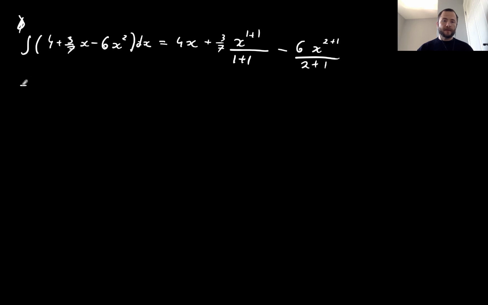So if I simplify this a little bit further, I'm going to get, obviously plus c. So I'm going to get 4x plus 3 over 14x squared and minus 6 over 2, which is 6 over 3, actually minus 2x cubed and then plus c. So that would be the resulting integral.